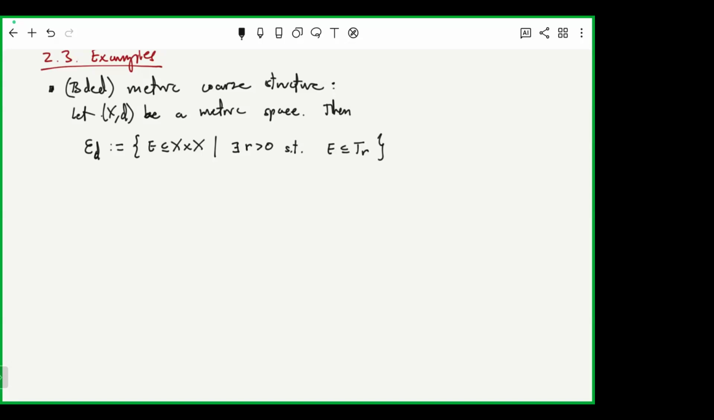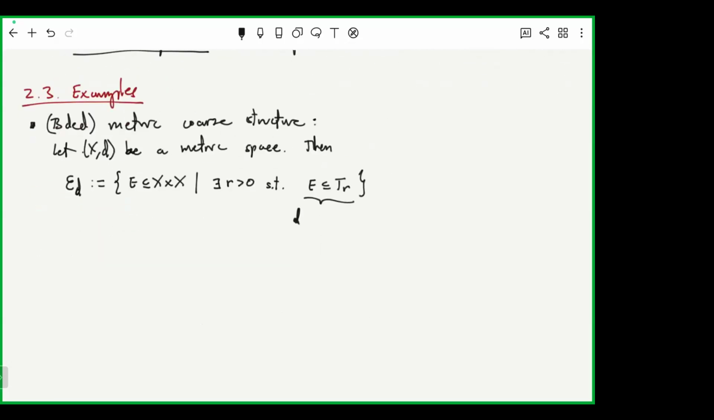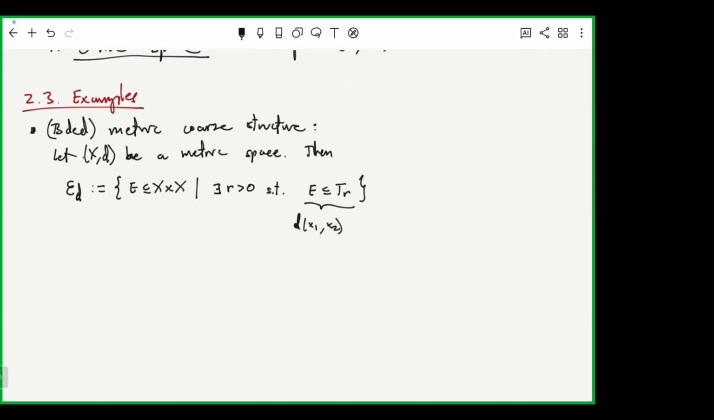So this inclusion can be written as, you can read this as the distance of any pair of points being at most R for every pair in E. So an equivalent way of doing this is, a subset is controlled if and only if the supremum of all the distances in this set is finite. So this set of distances is uniformly bounded. Yeah, it's the same.